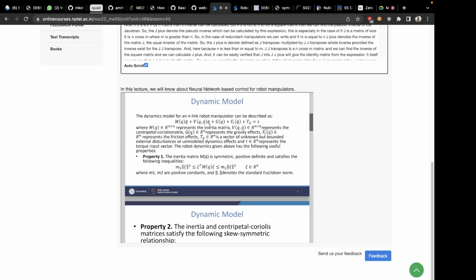Yeah, here it is. So for an N-link manipulator, M(q) is the inertia matrix. This is the centripetal and Coriolis matrix. G is the gravity effects. F(q̇) is representing the friction effects. τ_d is a vector of unknown but bounded external disturbances, unmodeled dynamics. And τ is the torque input. Okay.